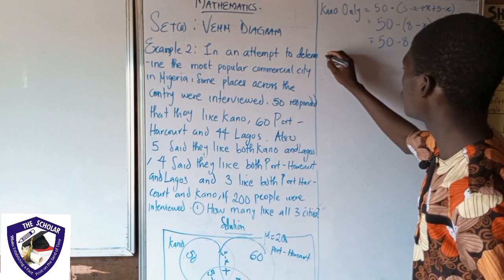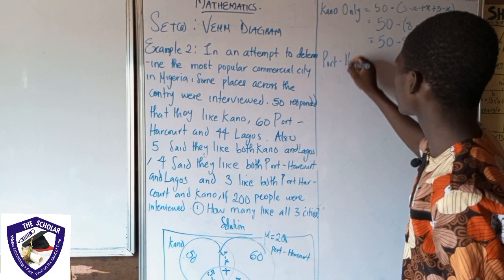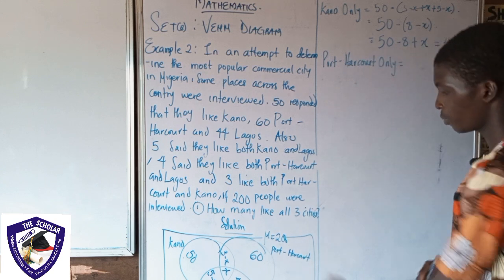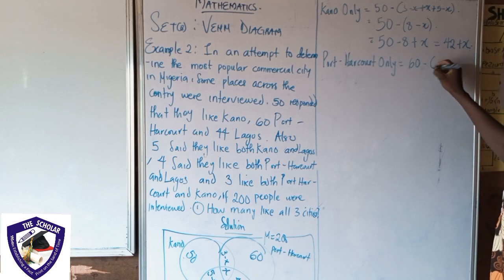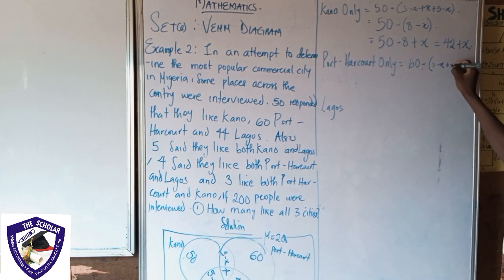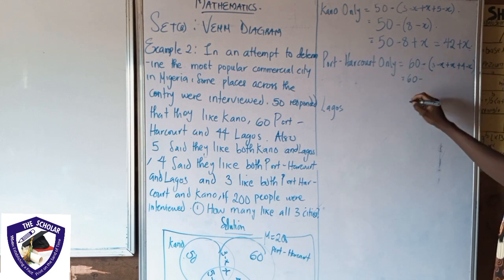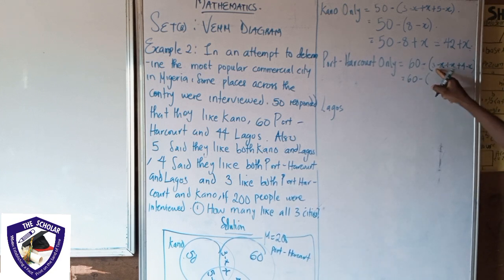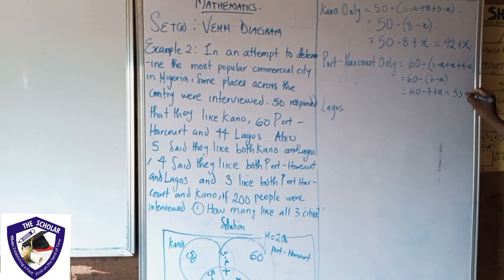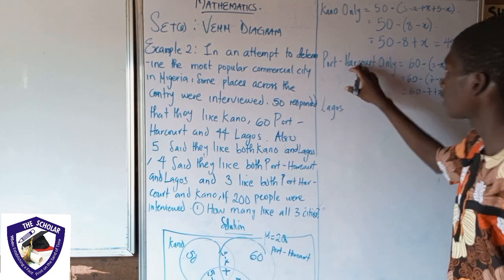Then the next thing we move on to is those that like Port Harcourt only. So for Port Harcourt only, we have 60 minus the summation of all these. You have your 3 minus x plus 4 minus x. So here you have 60 minus, this will be eliminated. So you have 3 plus 4, that is 7 minus x. So you have 60 minus 7 plus x. So here you have 60 minus 7, that is 53 plus x, those that like Port Harcourt only.